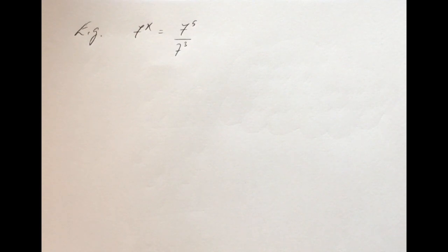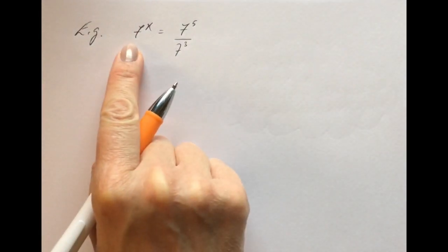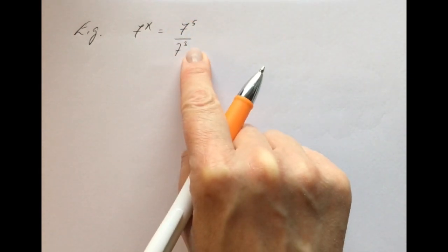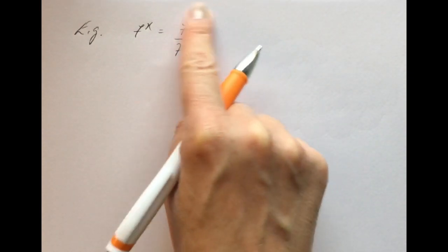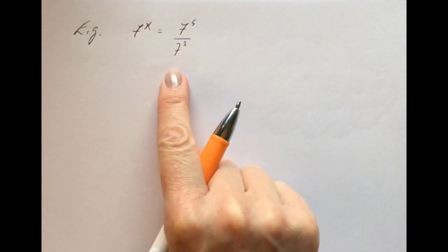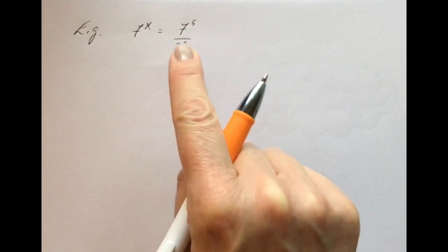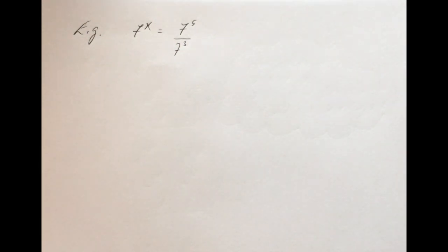Okay, let's try this one. So we can see we've got a power of 7 on the left-hand side, and we're dealing with powers of 7 on the right-hand side. Okay, so that's good. We obviously want to get it as powers of 7, but we do need to tidy this up and simplify it. And again, that's where your laws of indices come in.